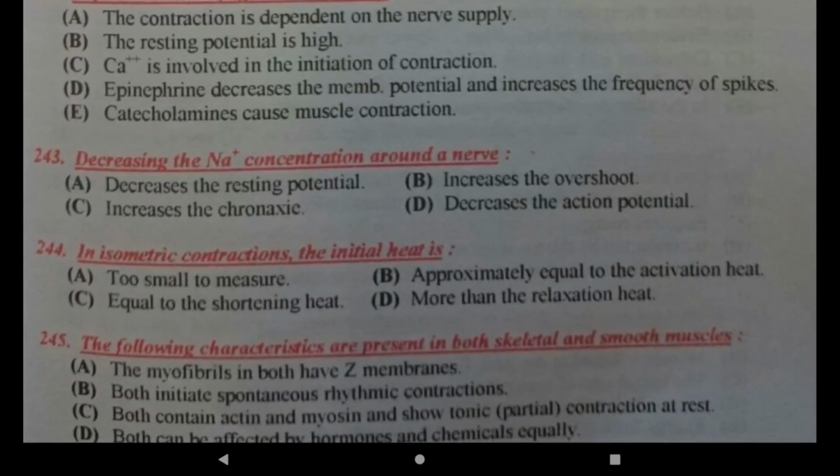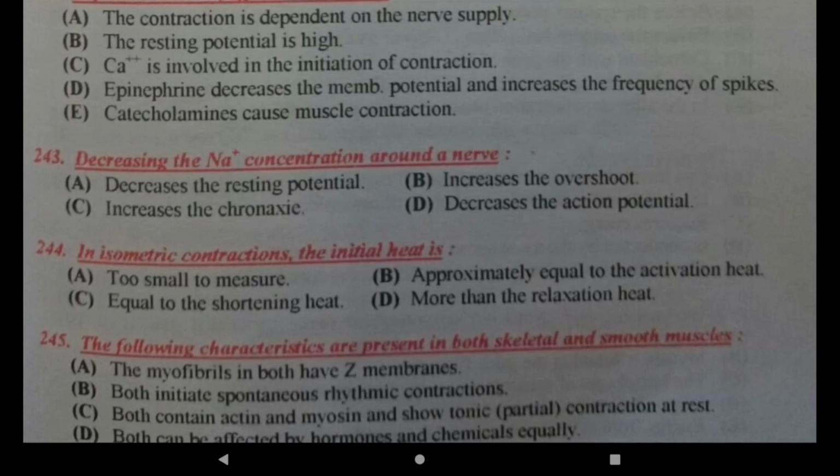243. Decreasing the sodium concentration around a nerve: A, decreases the resting membrane potential. B, increases the overshoot. C, increases the chronaxie. D, decreases the action potential. We are on 243. The most correct answer is D, decreases the action potential.